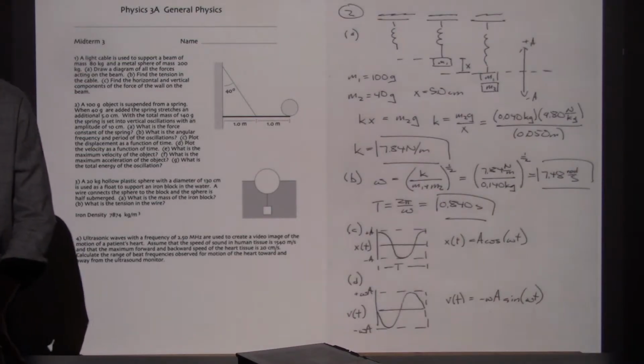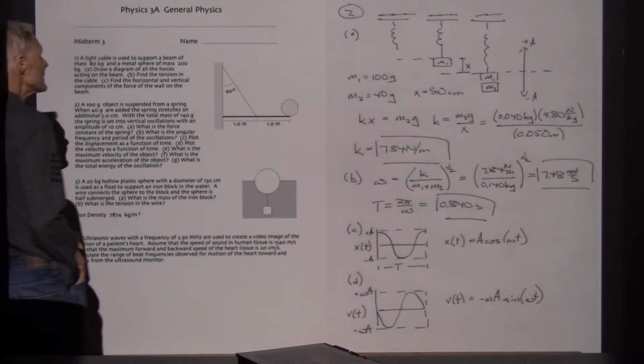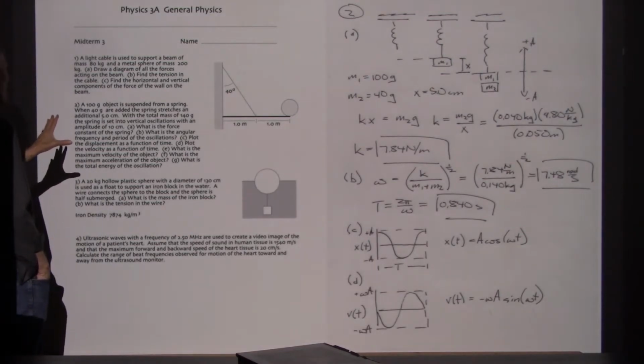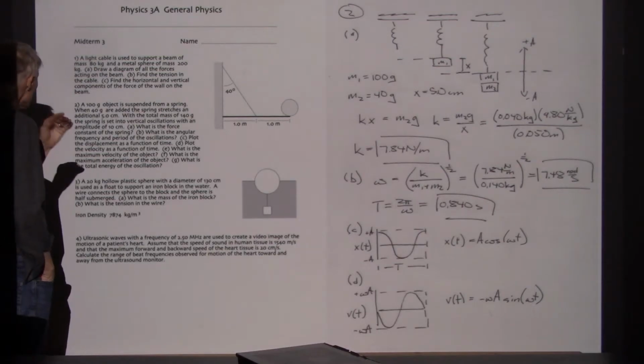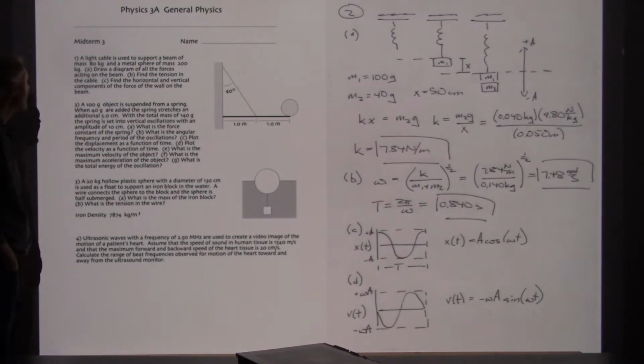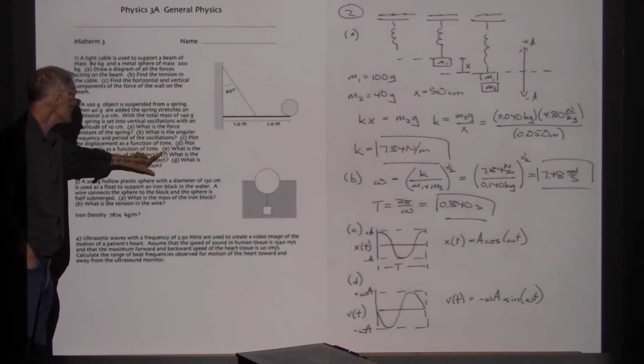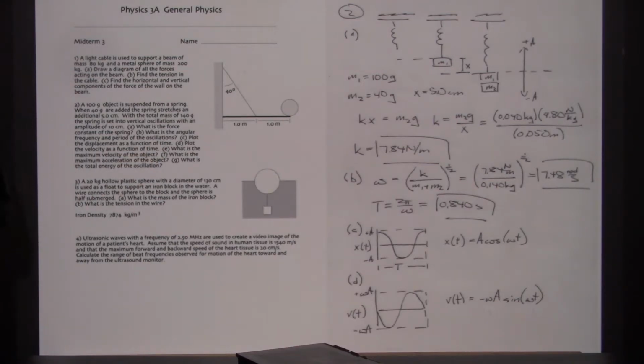All right, let's take a look at the next example. The next example, okay, this is one of those problems. Don't panic if you see this on the midterm. It happens. It's an oscillatory problem, and it's got parts A, B, C, D, E, F, G. That's a lot of parts.